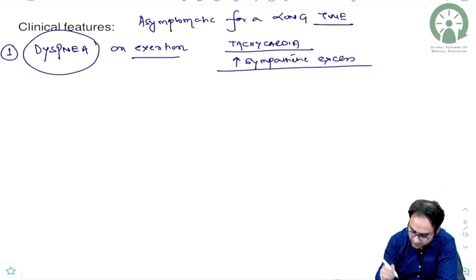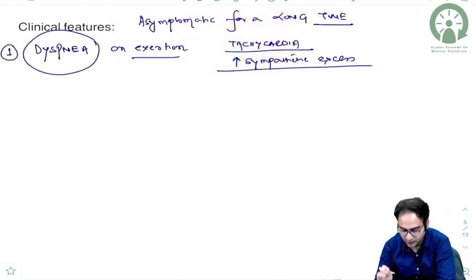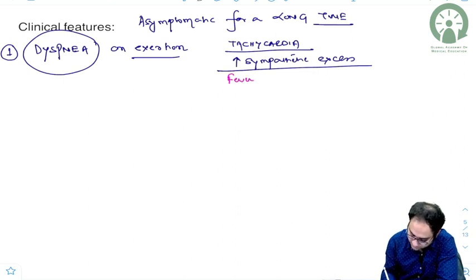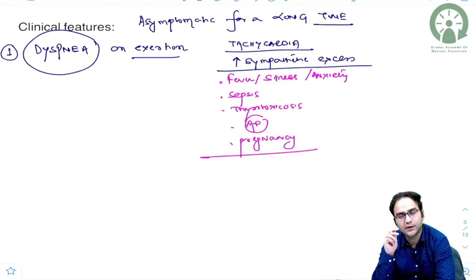So any causes of sympathetic excess shall give rise to decompensation in mitral stenosis. So fever, stress, anxiety, infection, thyrotoxicosis, AF, pregnancy. So these are the important things that you need to remember.